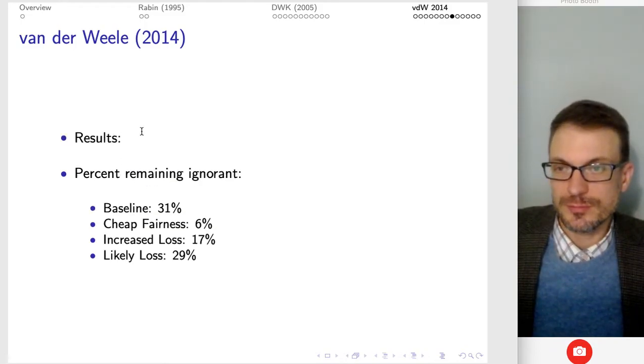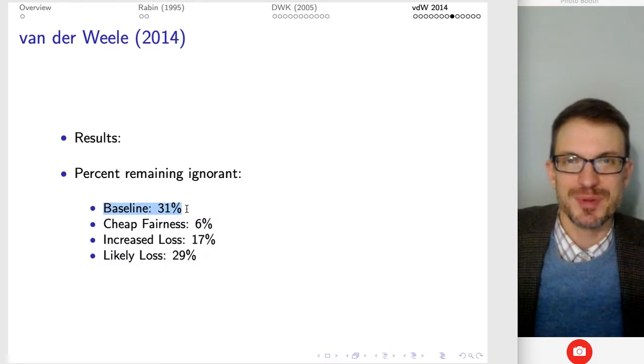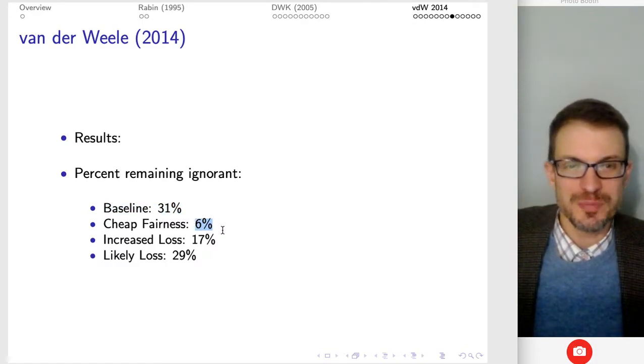Okay. Here are the results: the percent remaining ignorant. In the baseline treatment, 31% chose not to reveal what would happen to the recipient. In the cheap fairness condition, only 6% chose to remain ignorant. In the increased loss, 17%, likely loss, 29%. I like this cheap fairness one.